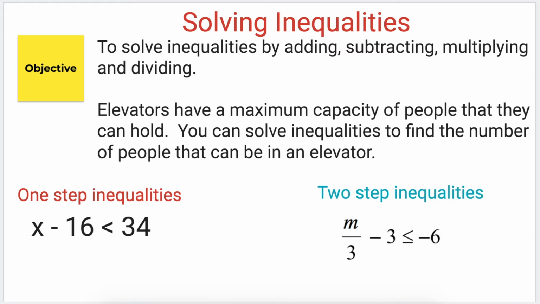All of the inequalities that we're going to solve in this video are going to be categorized in one of these two groups: one-step inequalities, or they can be two-step inequalities. One-step inequalities require only one math operation to solve them. Two-step inequalities will require two math operations to solve them.